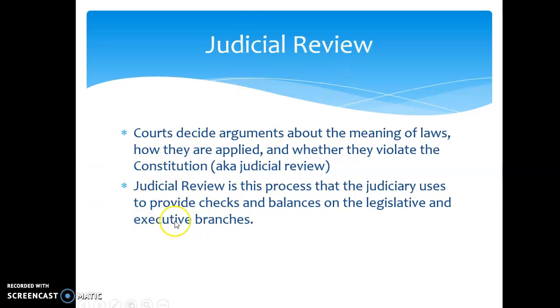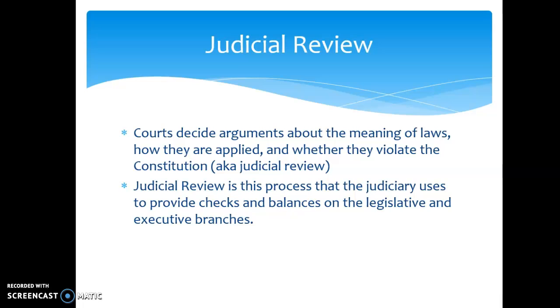By interpreting the law, the judiciary sometimes goes through a process in the United States that we call judicial review. This is a process that's unique in the context of lawmaking to the United States, in that judicial review is a process that the judiciary uses to provide checks and balances on the legislative and executive branches. In other words, through judicial review, the judiciary is able to invalidate congressional statutes that are deemed to be unconstitutional.